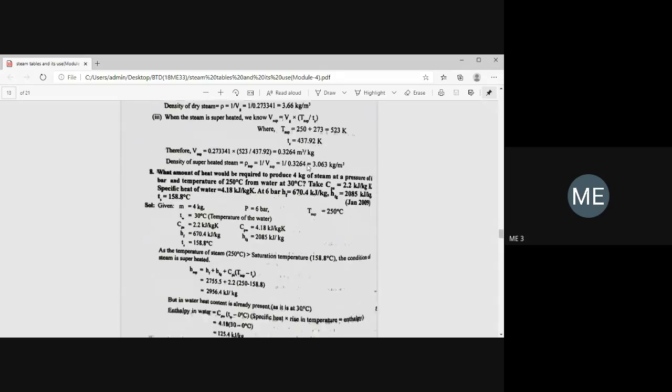Similarly, find the density of wet steam as 1 divided by 0.246, and the density of dry steam as 1 divided by 0.27. You'll get 3.66 and this is 3.06. Remember the relationship between specific volume and density: density equals 1 divided by specific volume. First you should know all the definitions, then how to read the values in the steam tables, and then remember the formula.